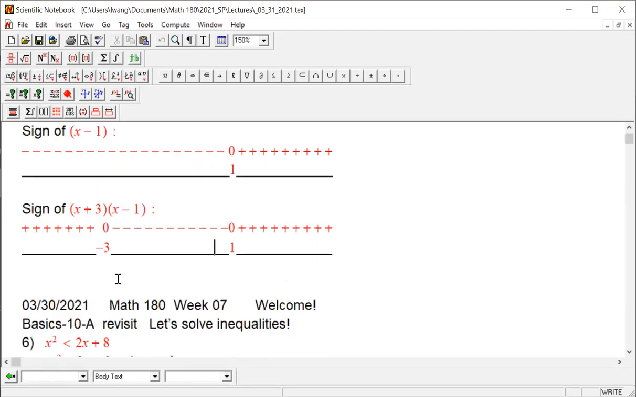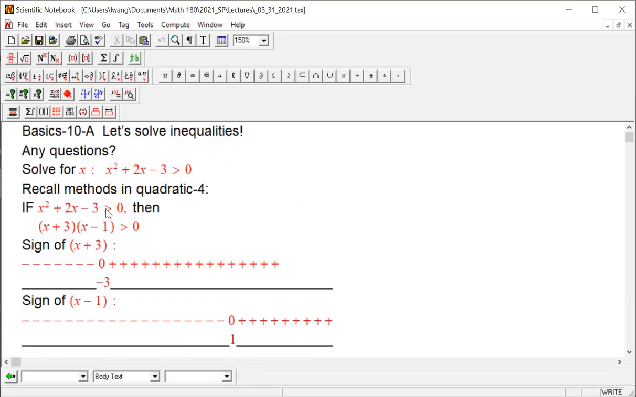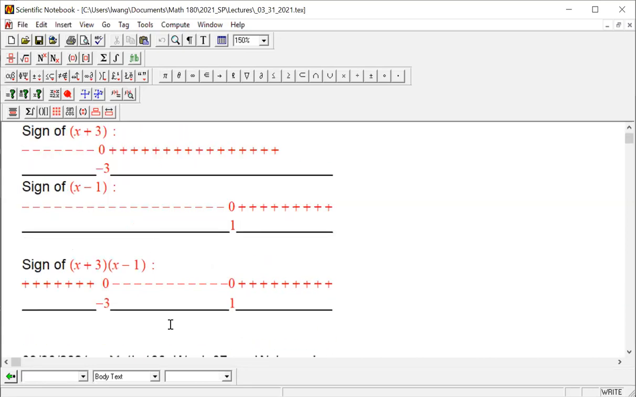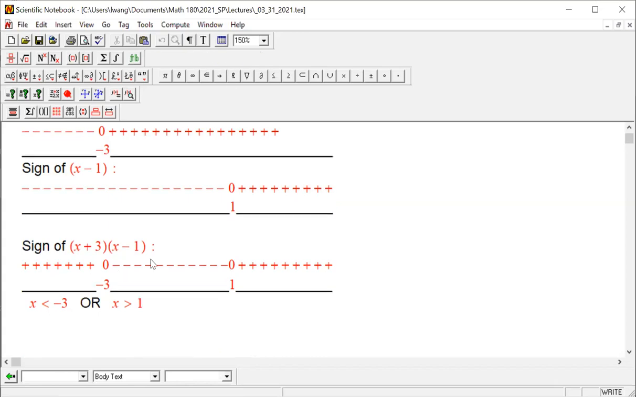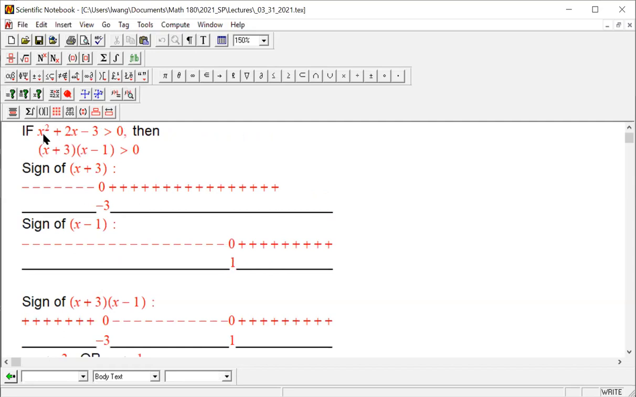And of course, the solution for this one, because we want it to be larger than 0, is x less than -3 or x larger than 1. So that's the completion of one of the inequalities in quadratic 4. We're not going to do all of them. You should try all of them, reflecting on these methods.